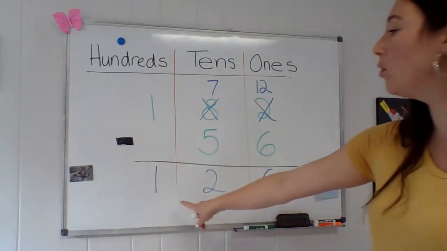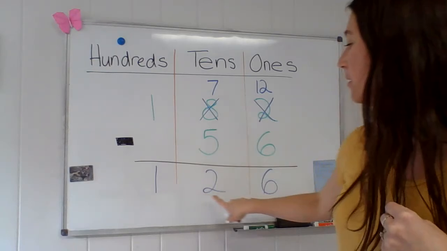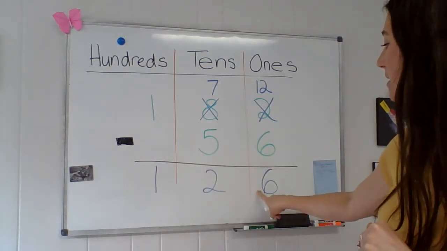So my whole big number now for my answer is 126. So I have 100, 2 tens, and 6 ones.